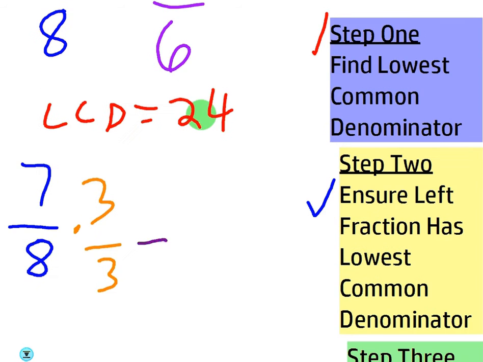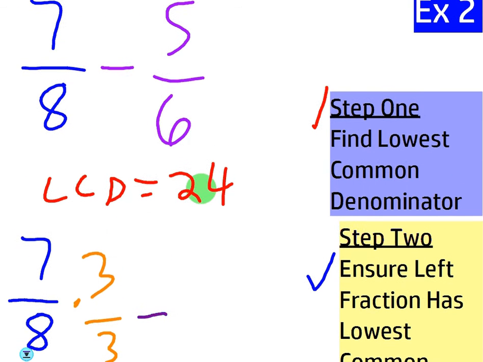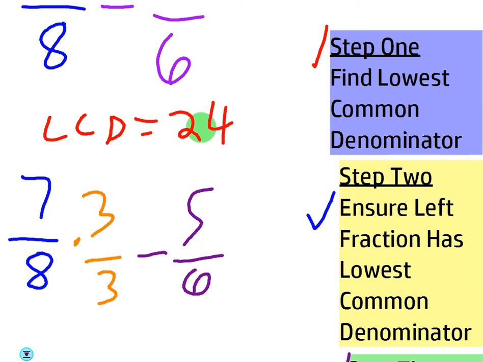Okay, now let's move over to the right. Let's make sure it has the lowest common denominator. How can we turn 5/6 into the 6 into a 24? Multiply by 4/4. Make sure you do it to the top and bottom.